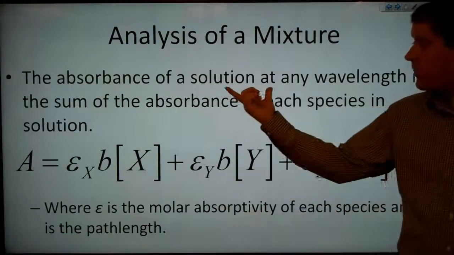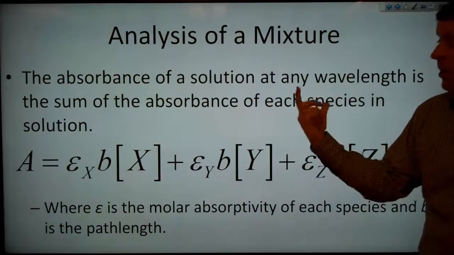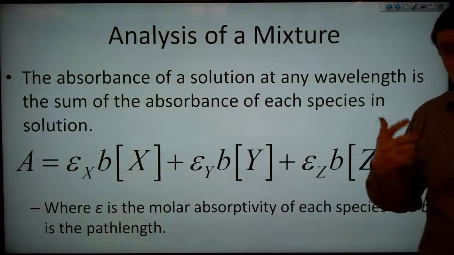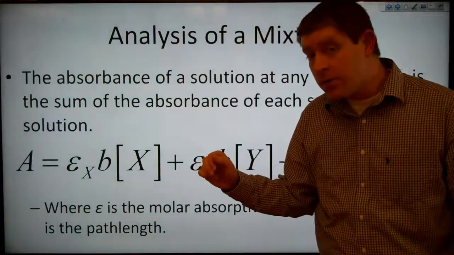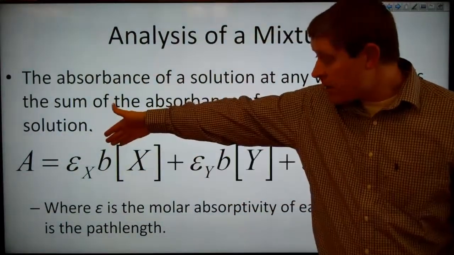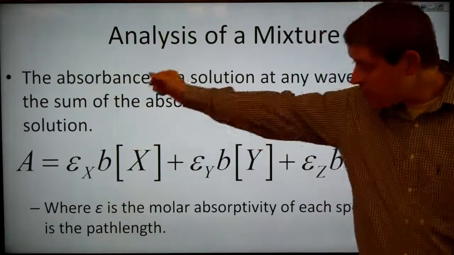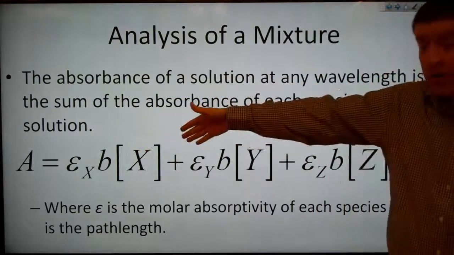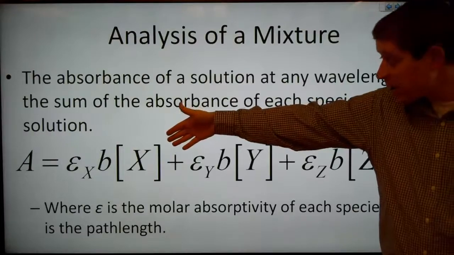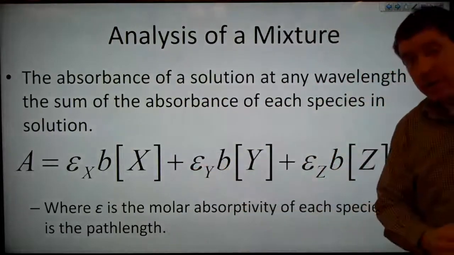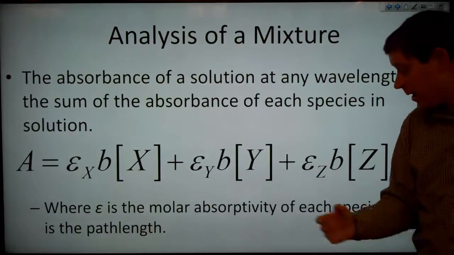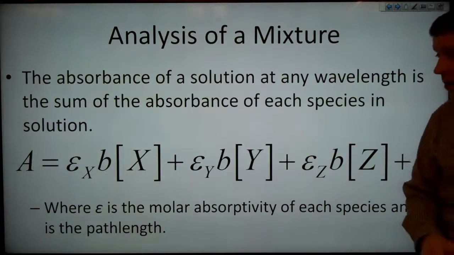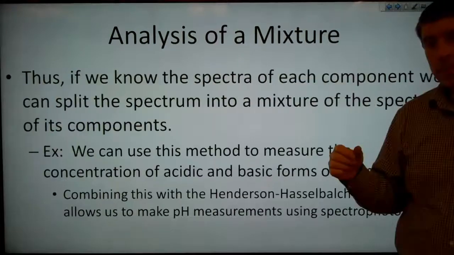So, the absorbance of a solution at any wavelength is the sum of the absorbance of each species in solution at that wavelength. So we have A, the total absorbance of our solution, is equal to the molar absorptivity of the first species X times path length b times the concentration of species X, plus the molar absorptivity of species Y times path length times the concentration of species Y, and so on for each species in solution.